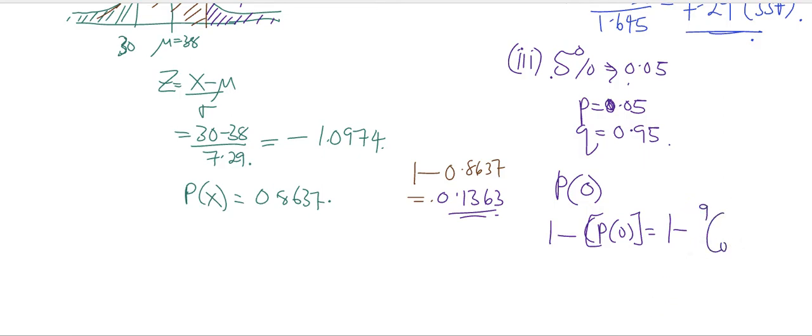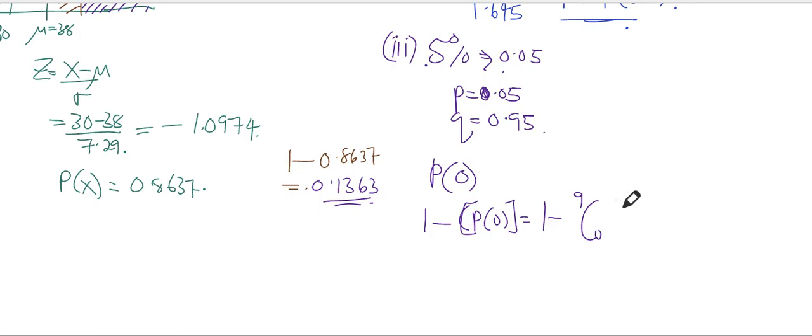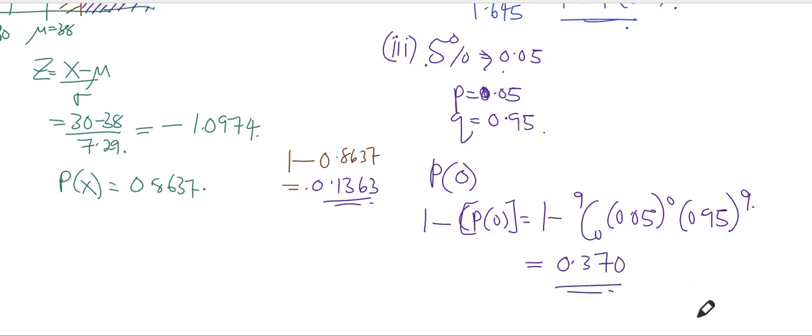9C0 times 0.05 to the power of 0 times 0.95 to the power of 9, and use your calculator to find the answer. The answer is 0.370. Okay, so that's the answer for the last question.